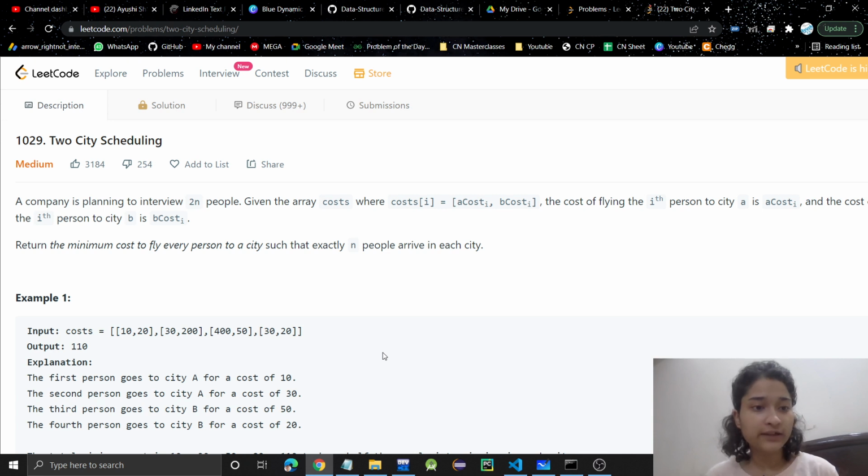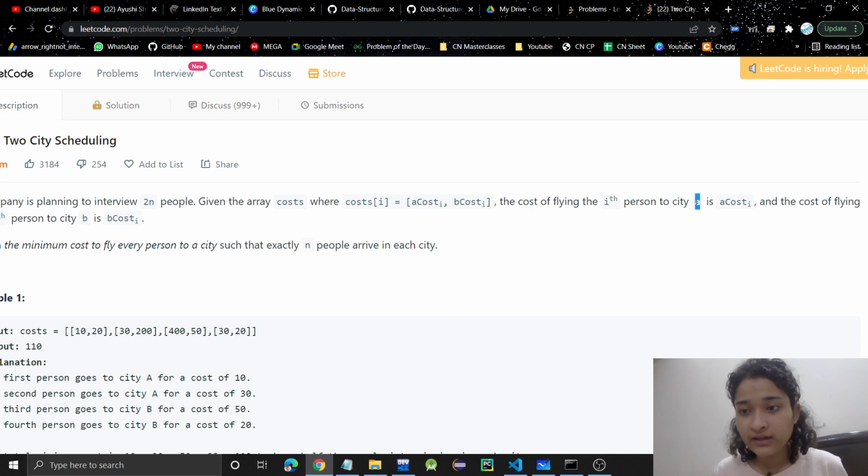Problem is two city scheduling. Very easy problem. A company is planning to interview 2n people given the array cost where cost of i is equal to an array such as a cost i, b cost i. The cost of flying the ith person to city A is cost i, a cost i. Meaning this value is the cost which is required to fly the ith person to city A, and this is the cost to fly the ith person to city B.